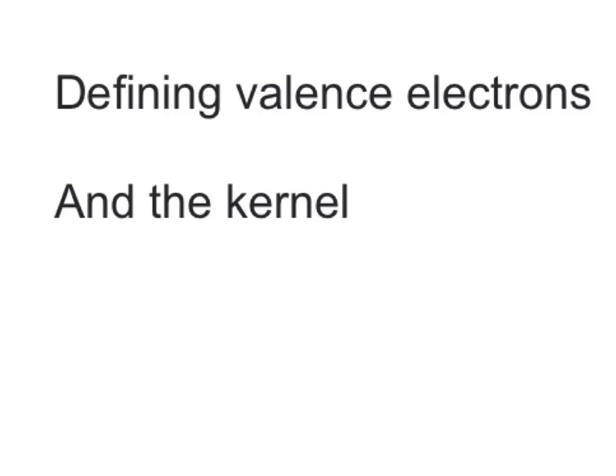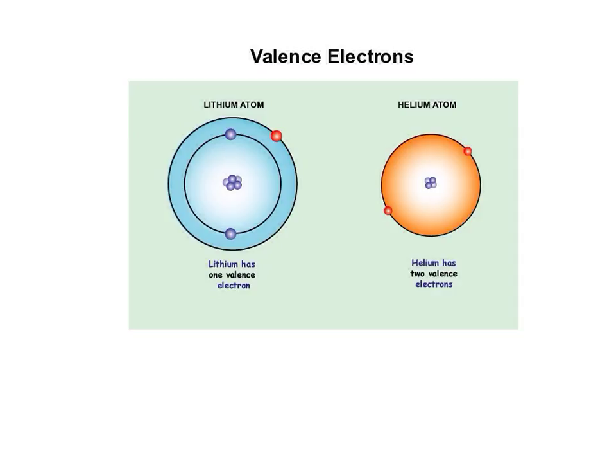Now we have to take a few minutes and discuss some definitions: valence electrons and kernel. Okay, so we're going to take a look at 2 atoms here. We're going to take a look at lithium and helium. Lithium has a core with 3 protons in it, and you can see those 3 protons are right here in the center of the atom. They're the darker ones. And then you have 2 neutrons that are showing for the lithium.